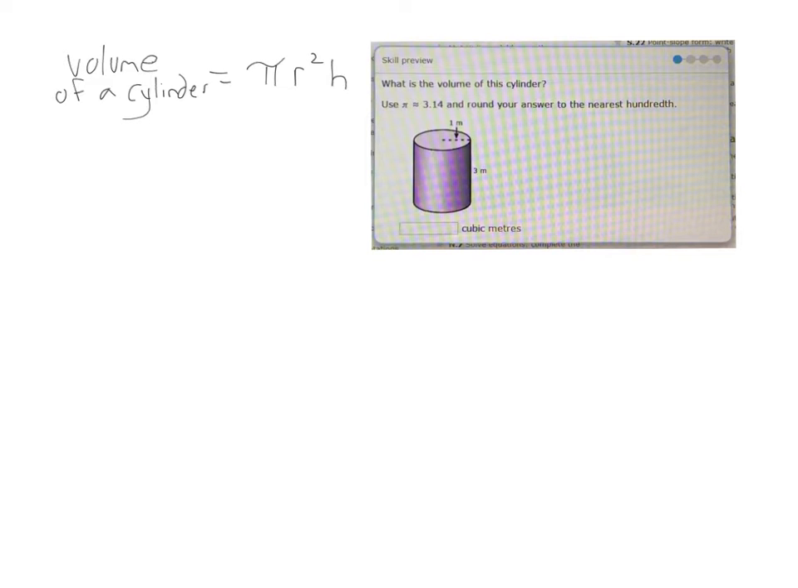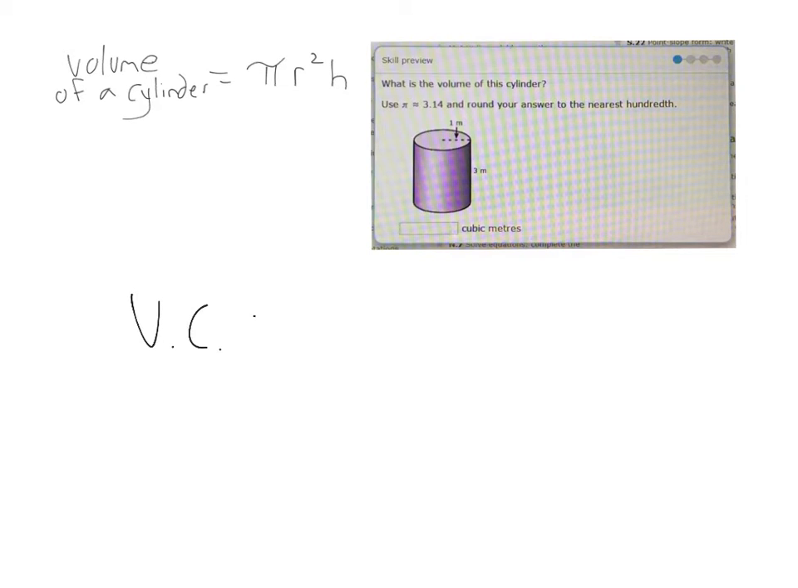In this first example, it says, what is the volume of the cylinder? Use pi, approximately, that's what this little symbol here means, equals approximately 3.14, and round your answer to the nearest hundredth. So we see our height there is 3 meters, our radius is 1 meter, and we know what pi is. So we're really just filling it in and using our calculator. This question is not too challenging.